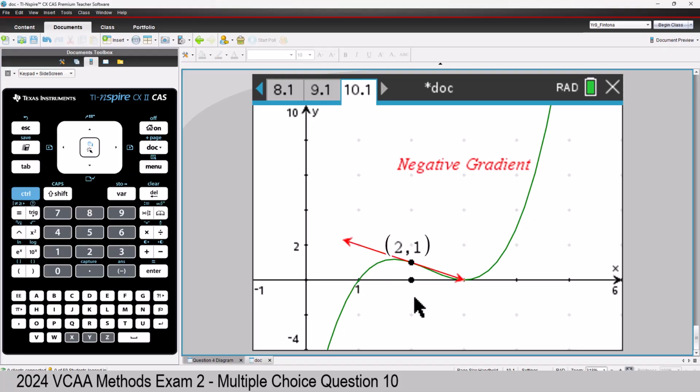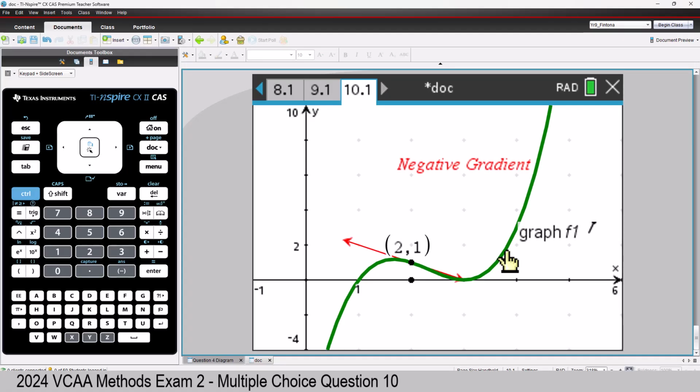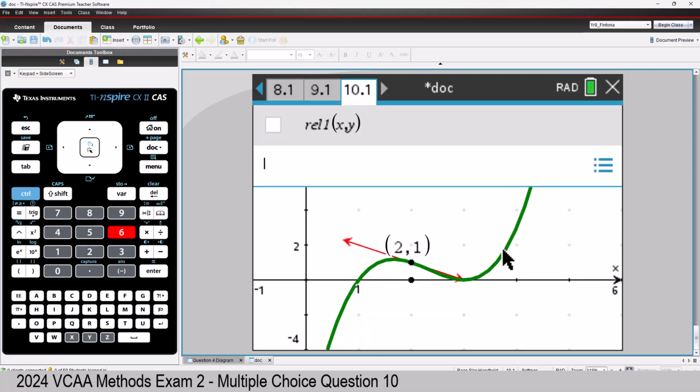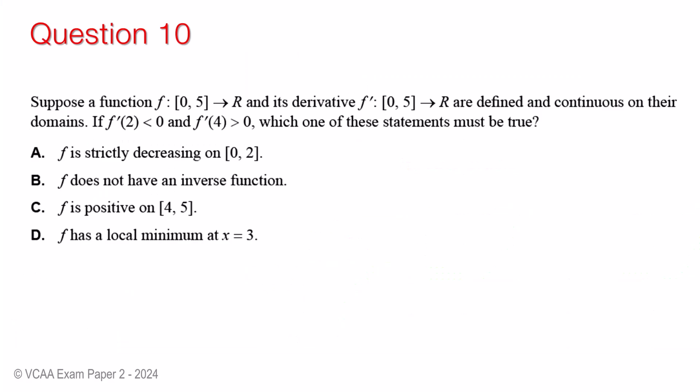So let's have a look at option B. F does not have an inverse. If I graph the inverse, I get a relation. And regardless of the graph I put here, because there's a turning point between 2 and 4, my inverse will be a relation. So, I've found the correct response. But we're not done here. Spend some more time thinking about why the other responses cannot be true.